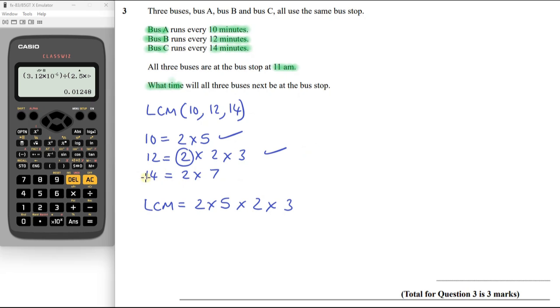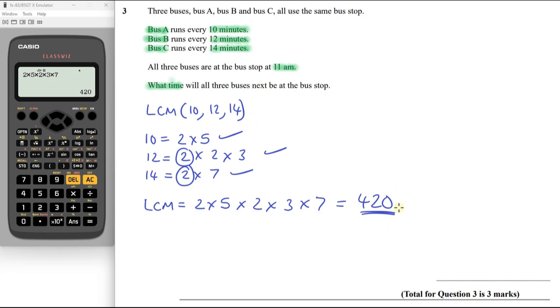And then to be a multiple of 14, it has to have a 2 times 7. And you can see we've already got a 2. We've got 2 of them, in fact. But we haven't got a 7 yet. So we need to multiply on a 7. So that's that one done. So let's just type this into our calculator. 2 times 5 times 2 times 3 times 7. And we get 420. So the lowest common multiple of these 3 numbers is 420.